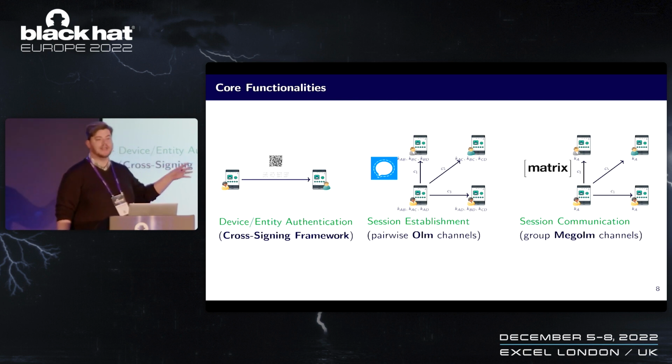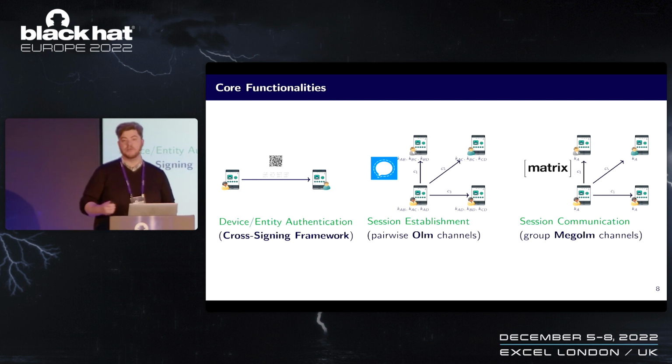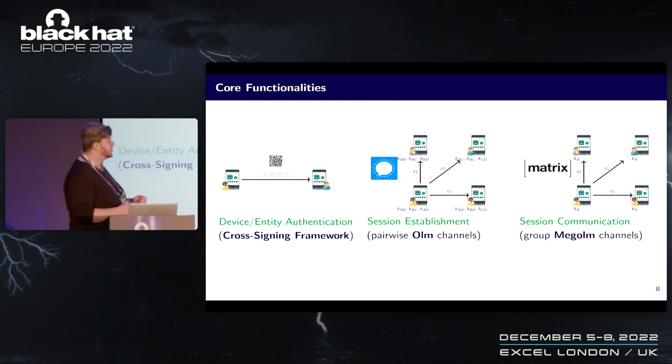What happens is Alice and all of the devices that are communicating within her room establish pairwise Olm channels. You can think of these as roughly similar to Signal channels, being established between Alice and her devices and all other devices in the room.